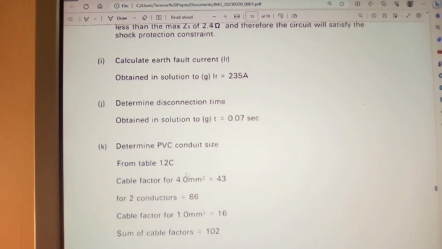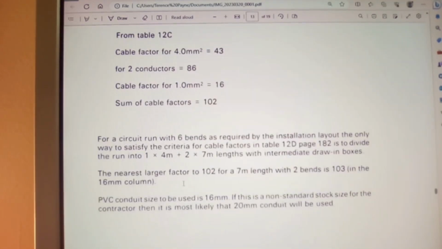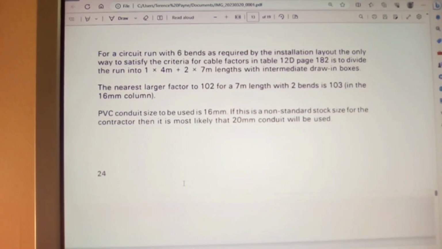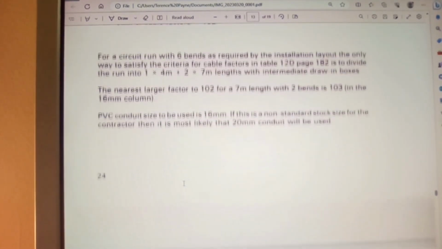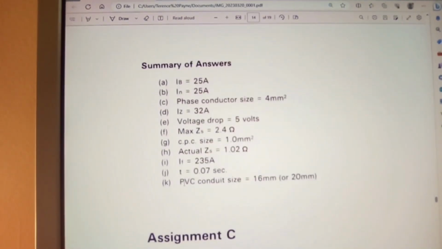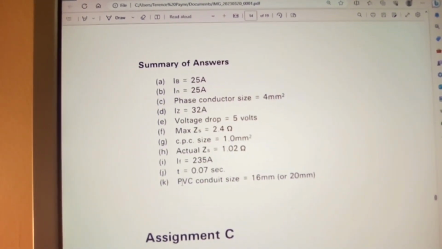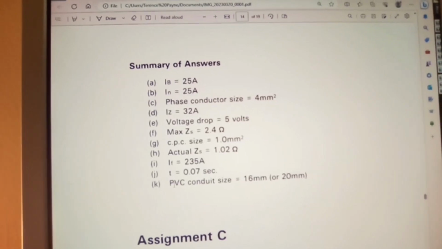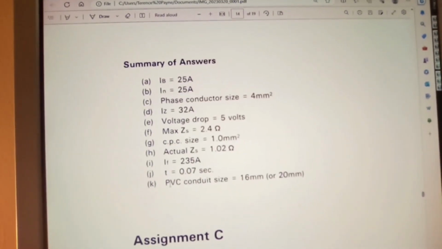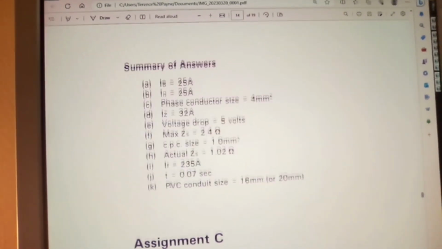Now this is just some additional work here for you, additional work for you to do for yourselves. And here we have a summary of answers. And that's where I'm going to stop for now.